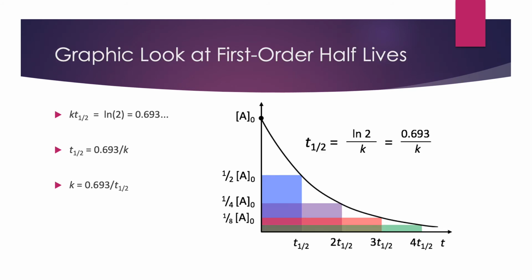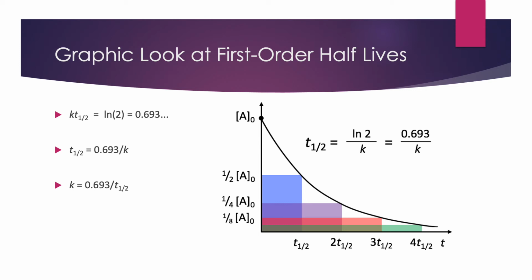Well, here's a graph that shows us something about the half-lives of a reaction that is a first-order reaction. Now, on the left-hand side, I've written three equations that are all equivalent. I've written that K times T sub 1/2 is equal to 0.693. That's equivalent to writing that T sub 1/2 is equal to 0.693 over K. That was the equation we had on the previous slide. But you also can rearrange that to say that K is equal to 0.693 over T sub 1/2. So these are three equivalent equations, each telling us something that could be useful in terms of calculating.